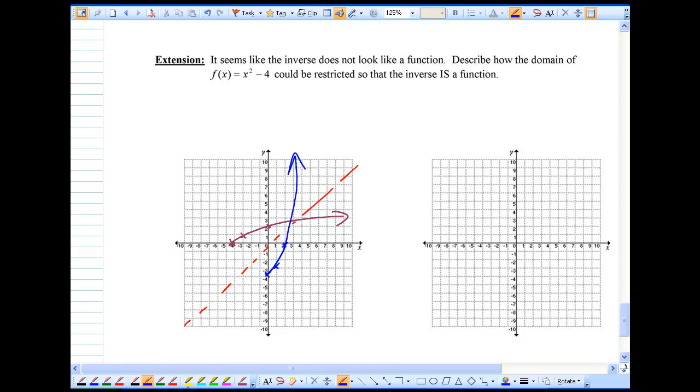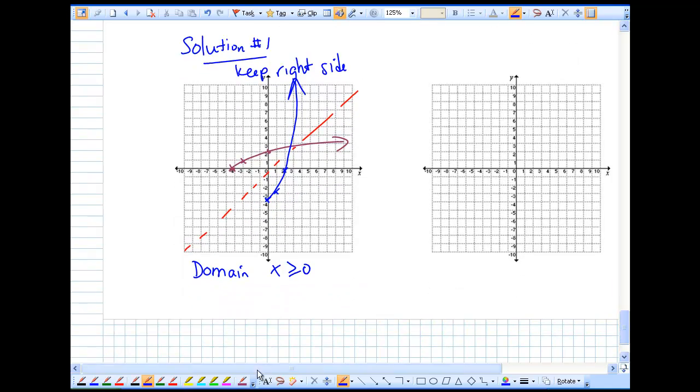So what you could do, solution number 1, is to keep the right side of the parabola. And if you do that, the domain of the original function would then be x is greater than or equal to 0. And that leads to the inverse being only the top half of the sideways parabola. And if you're curious what the equation would be, well, you're keeping the top half, that's the positive one, so just positive square root of x plus 4.